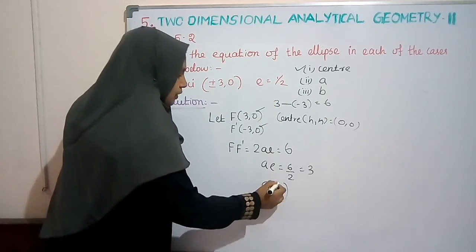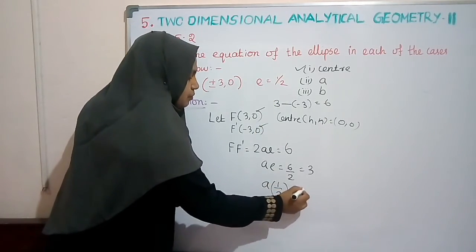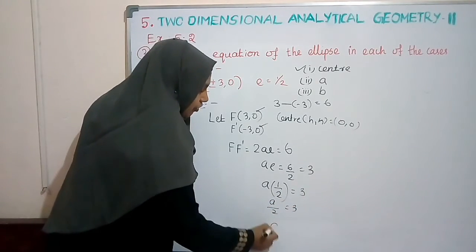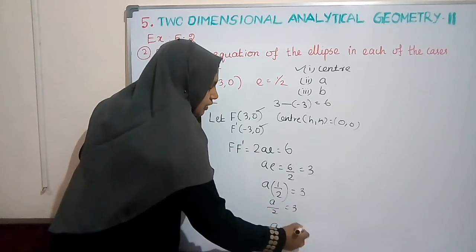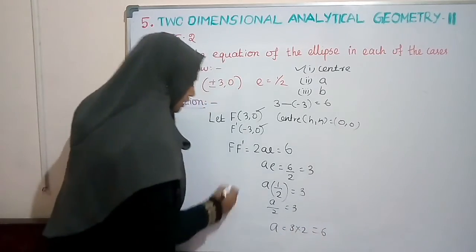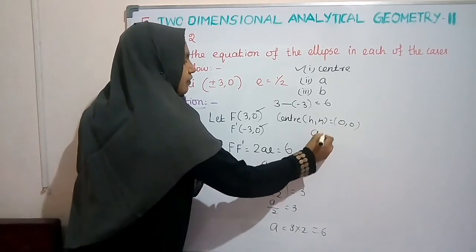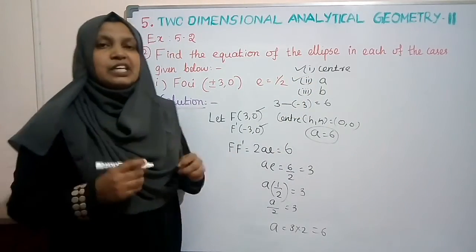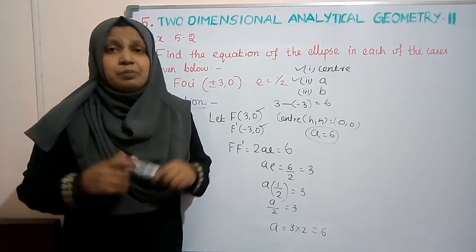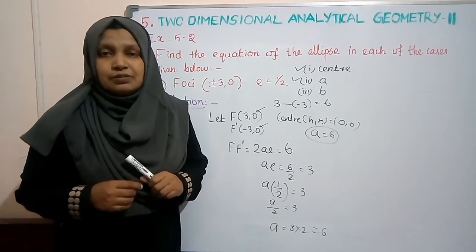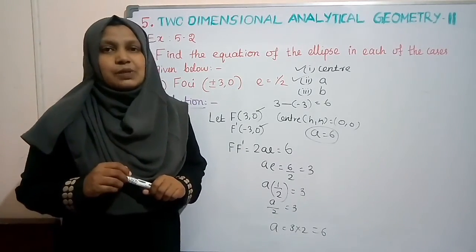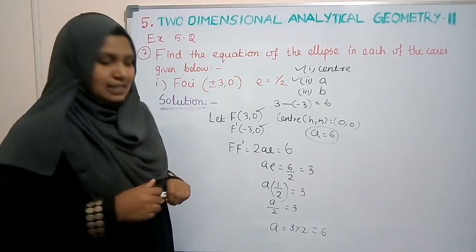ae is equal to 3, and the e value is given. e is 1 by 2 in the question. Just substitute it, and a by 2 is equal to 3, so we can write a is equal to 3 into 2. So it is 6. Now we got the a value also, that is 6. We can find only the b value. To find the b value, we can make use of the condition of the ellipse. What is the condition? b square is equal to a square into 1 minus e square.